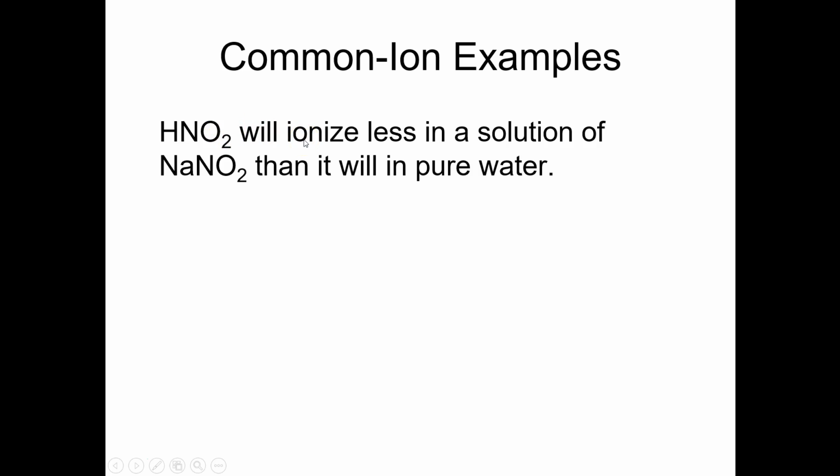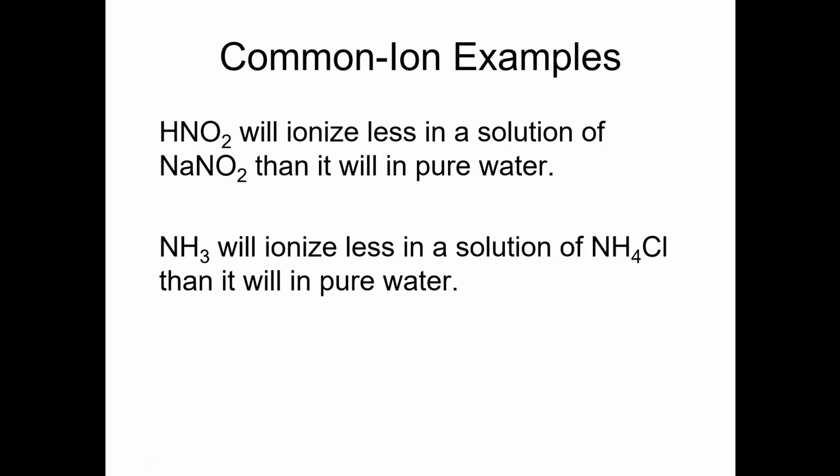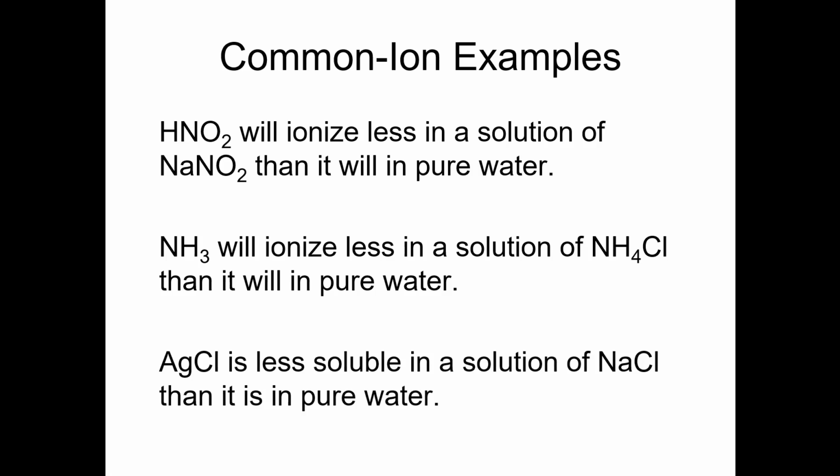that's going to tend to shift it back toward reactants. Similarly, if I put ammonia into a solution of ammonium chloride, that's not going to ionize as much as it would in pure water because one of the products of the ionization of ammonia is ammonium. And so because that's already present, that again is going to push that back toward reactants. Silver chloride is less soluble in a solution of sodium chloride than it is in pure water, once again because chloride is one of the products of the dissolution process. If it's already in solution in some substantial concentration, that's going to push that equilibrium back toward reactants again.